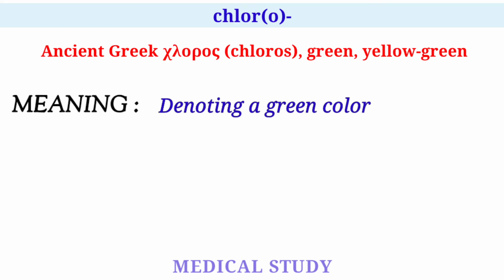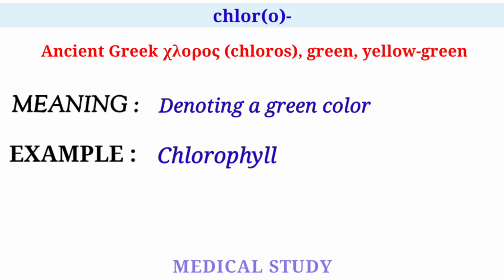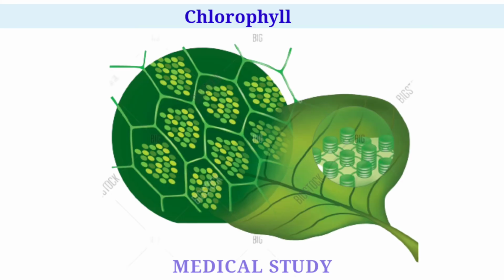Chlor, which originated from the ancient Greek word, means denoting a green color. Example, chlorophyll. A green pigment present in all green plants and in cyanobacteria which is responsible for the absorption of light to provide energy for photosynthesis.